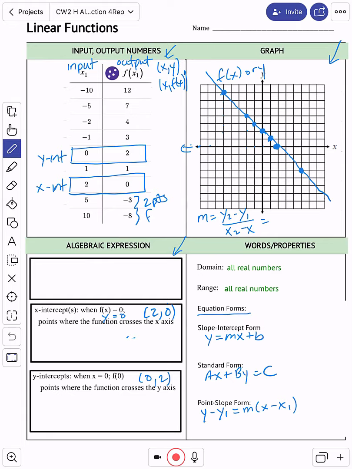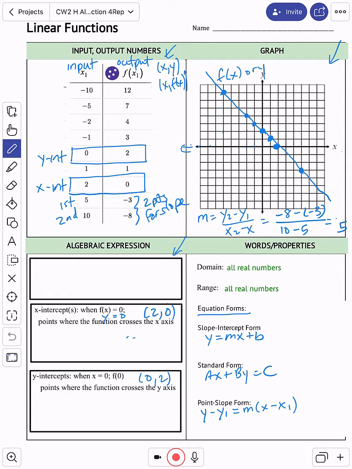So I'll use these 2 points for slope. All right, so this is my second point. There's my first point. So first I'm going to subtract the y. So it's my second point minus my first point. And then I'm going to do x, my second minus my first.